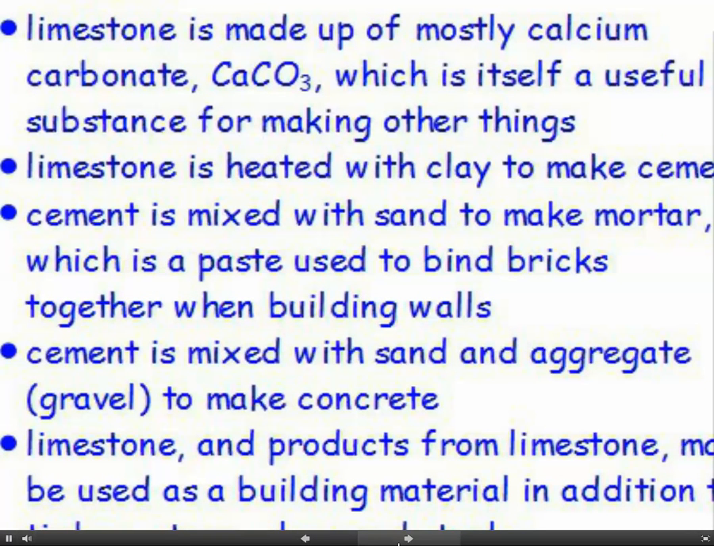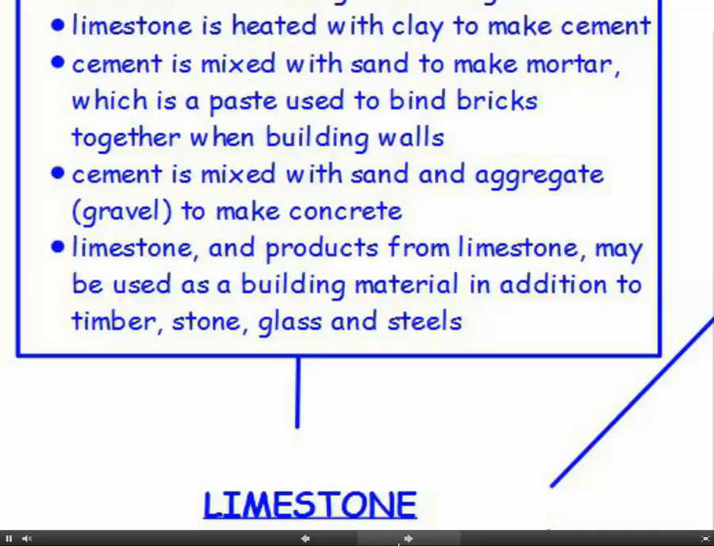Examples of other things: limestone is heated with clay to make cement, and the cement can be mixed with sand to make mortar, which is a paste used to bind bricks together when building walls, or the cement can be mixed with sand and aggregate, which is gravel, to make concrete. So limestone and products from limestone may be used as a building material in addition to building materials such as timber, stone, glass and steels.